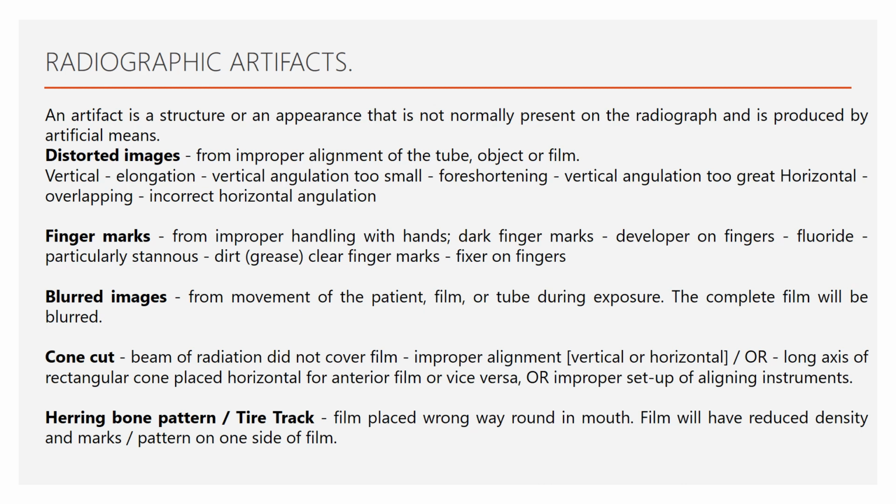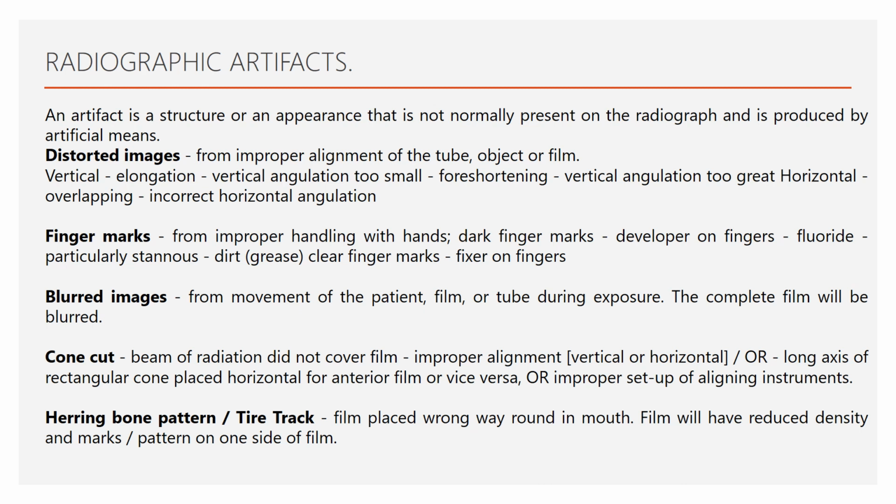So distorted images are commonly seen because of improper alignment of the tube, object or film. Second one is finger marks. During improper handling of the radiograph while developing, it can end up with finger marks. Then the blurred images. This happens when there is a movement of the patient, film or the tube during the time of exposure, so the image comes as a blurred image. So carefully you have to do the procedure.